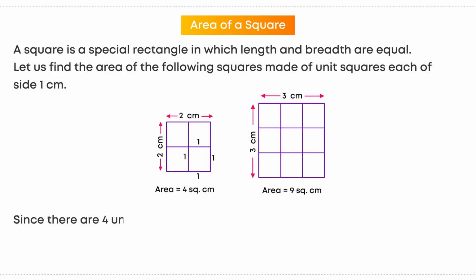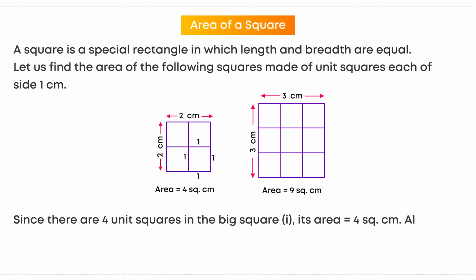Since there are 4 unit squares in the big square 1, its area is equal to 4 sq cm. Also, side into side is equal to 2 centimeters into 2 centimeters is equal to 4 sq cm.